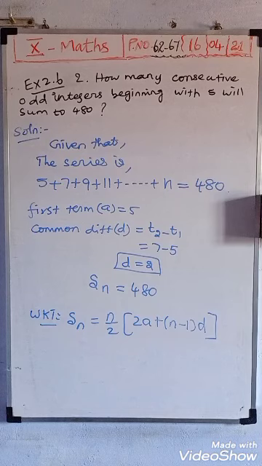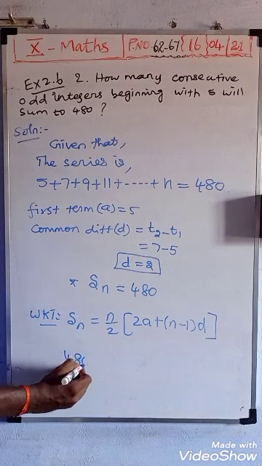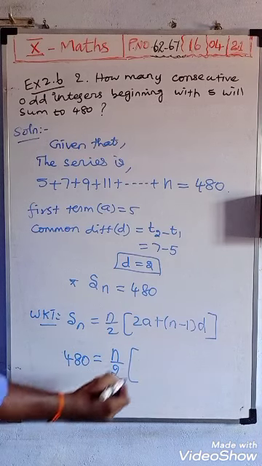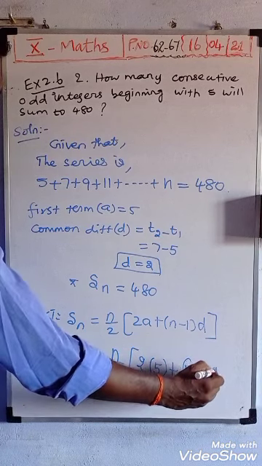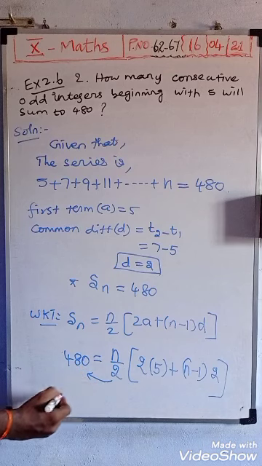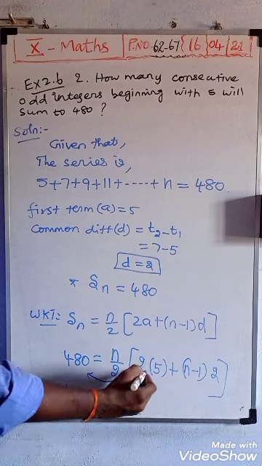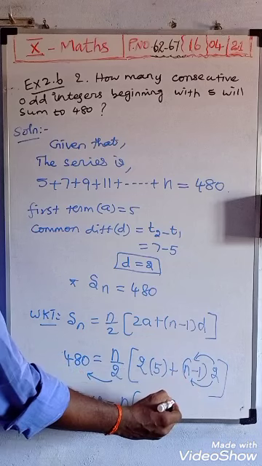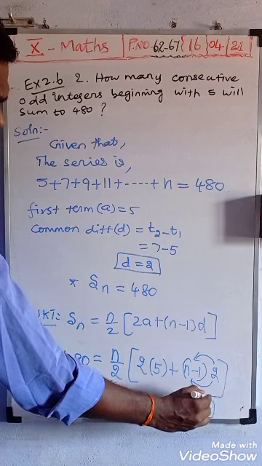Now use the values we know. The Sn value is 480. So 480 is equal to n by 2 into 2 times the a value, which is 5, plus n minus 1 into d, which is 2. Now the 2 will come to this side, so 480 into 2 is equal to n of 2 fives are 10, plus, since 2 is common, multiply 2n minus 2. So 2n minus 2 you will receive.